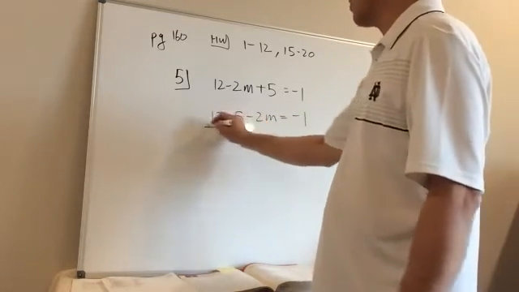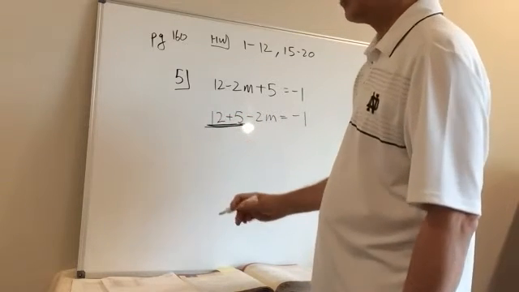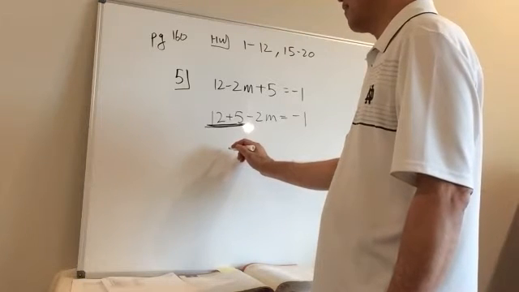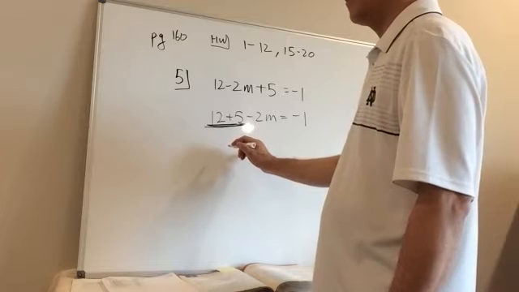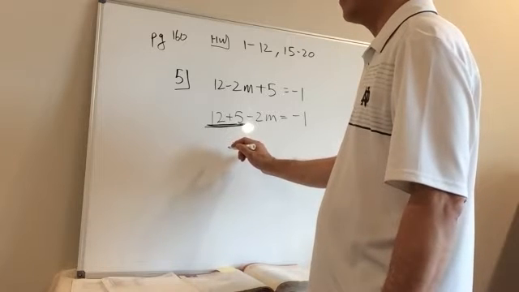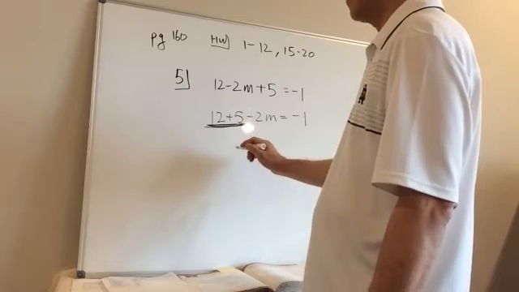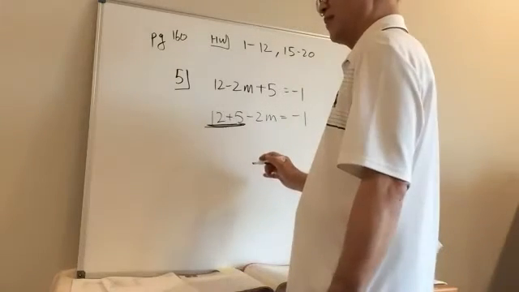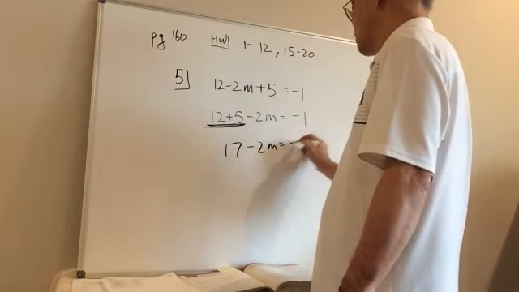So let's do this first. What do I get here? 12 plus 5 is what? Dino, you're still there? 17. 17 minus 2m is equal to negative 1.